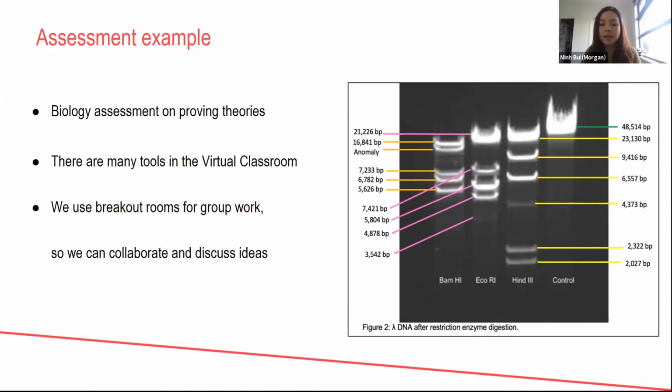Furthermore, these activities also give us a chance to see science in action and the application of science in real life. There are many tools in the virtual classroom that I really like. In biology class, the teacher uses the digital whiteboard to explain complicated concepts, such as how your body reacts to different changes in the environment. We also use the breakout rooms to do group work, which allow us to collaborate and discuss ideas, just like face-to-face classes.